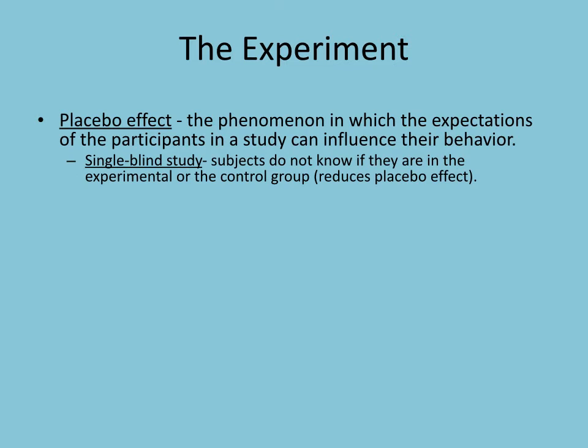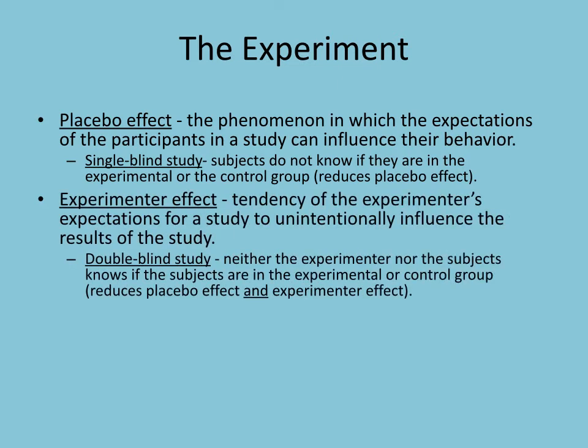Now, in a single blind study, the control group does not know that they're in the control group, and the experimental group does not know either. So everyone thinks they're getting the drug. Half of the participants think they're getting the drug, and the other half is actually getting the drug.